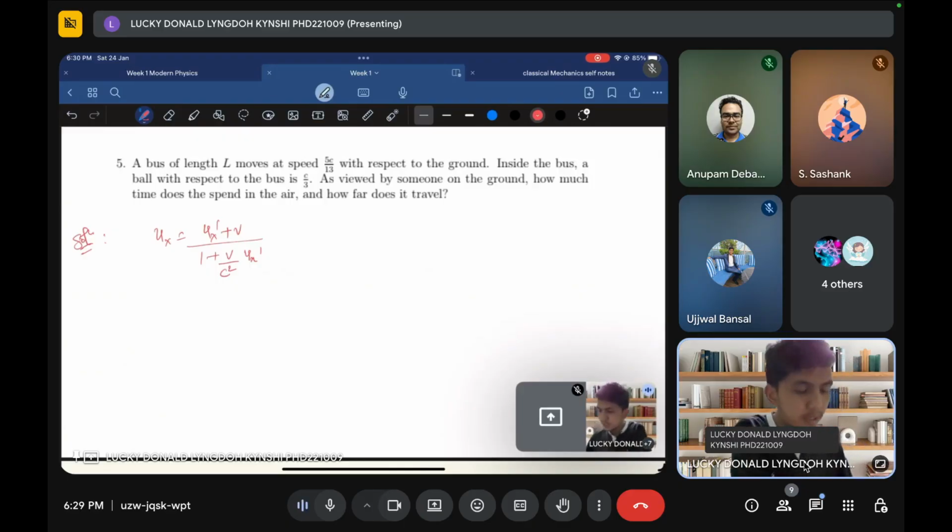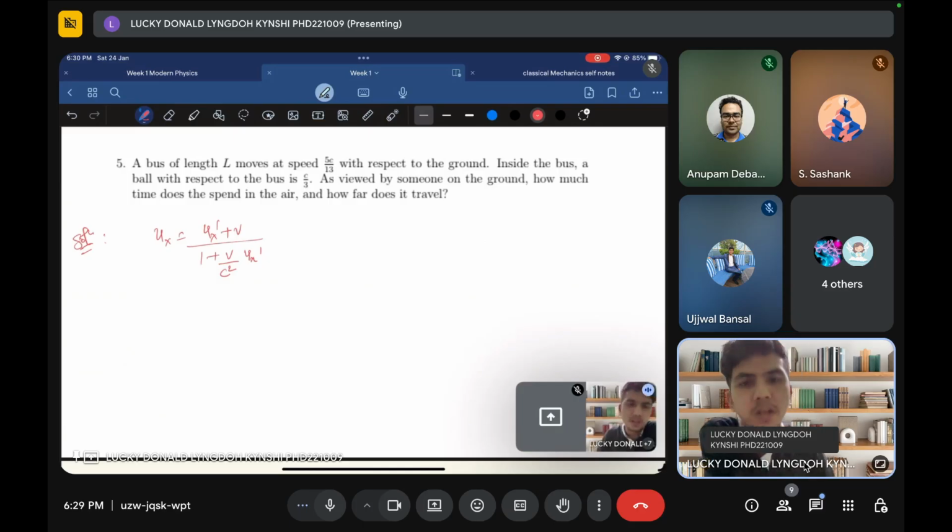Now again let's look at this problem. Remember that there are always two frames of reference. One is, let's say, at rest and the other is moving. He himself is moving and he tries to measure some events.